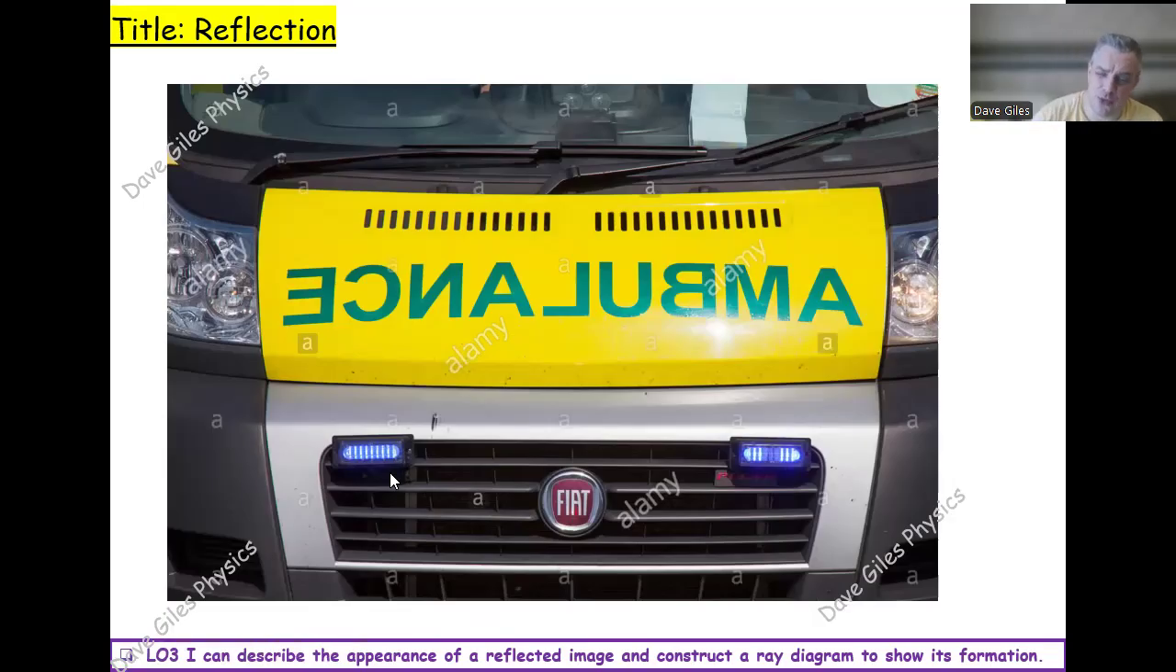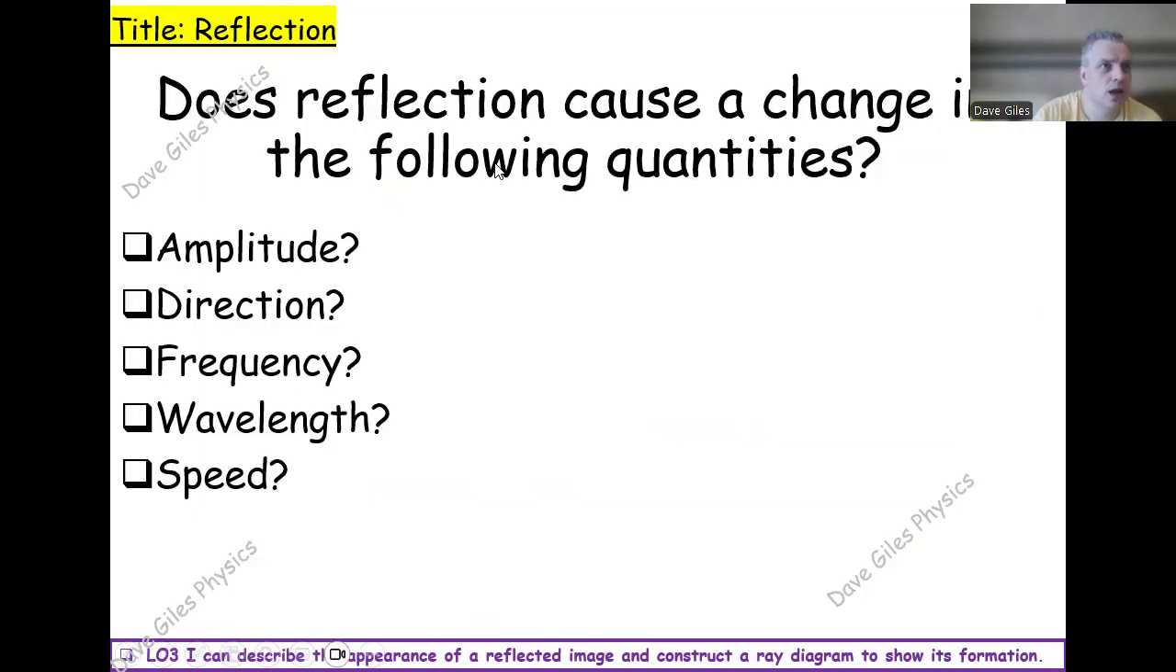So you can actually test this yourself. If you happen to have a mirror and you look at this picture in the mirror, you will see the ambulance looks the right way around. So with a reflected image, let's have a look at what changes.